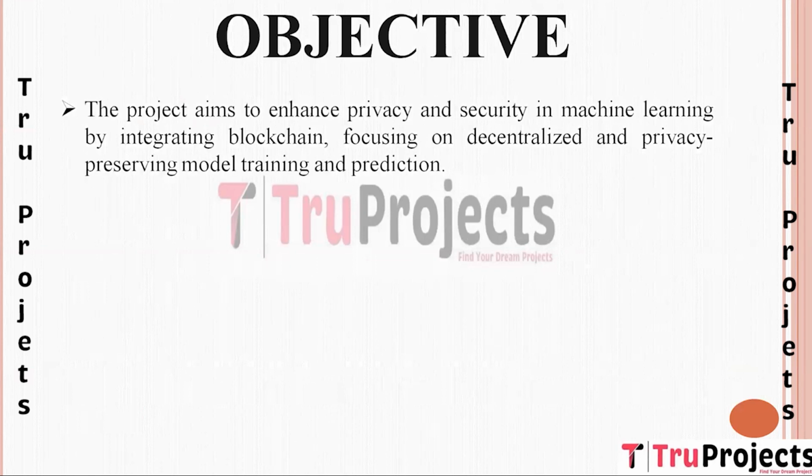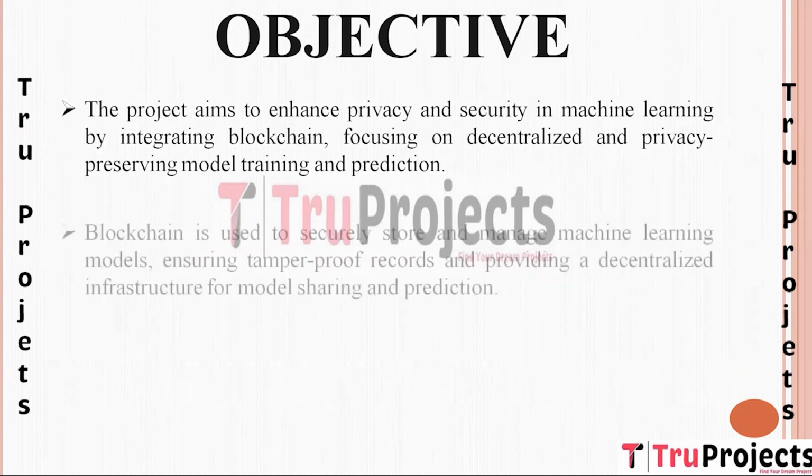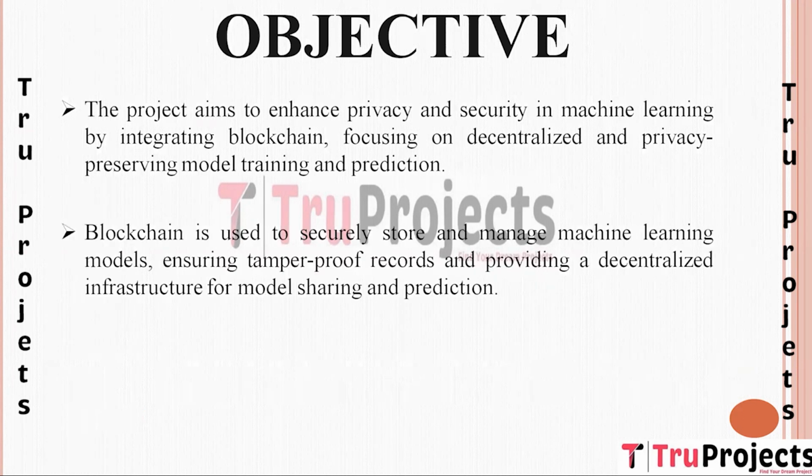Objective. The project's main goal is to improve privacy and security in machine learning. It achieves this by incorporating blockchain technology to create decentralized and privacy-centric processes for both model training and prediction. Blockchain is utilized as a secure platform for storing and managing machine learning models. It ensures the immutability of records, making it extremely difficult to tamper with the data. Additionally, it establishes a decentralized infrastructure for sharing and making predictions using these models.